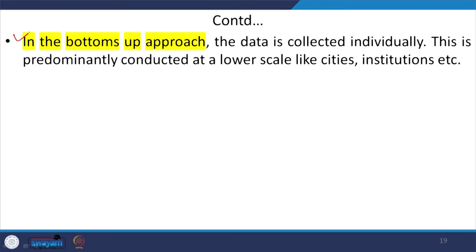In the second method, that is the bottom up approach, we are taking the data that is collected individually. In case of top down, we are taking into account data collected at a macro level, let us say for a nation, a country, or a state, and then we fill in the land area required for these economic activities. Whereas, in the bottom up approach, we take the same level of data, but these data are collected at the individual level.